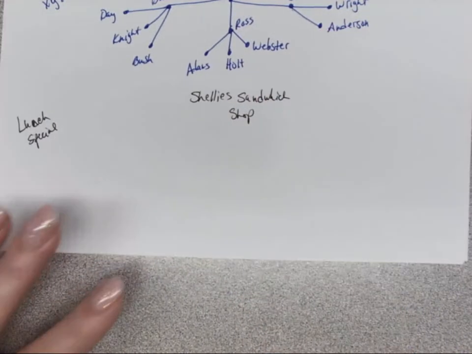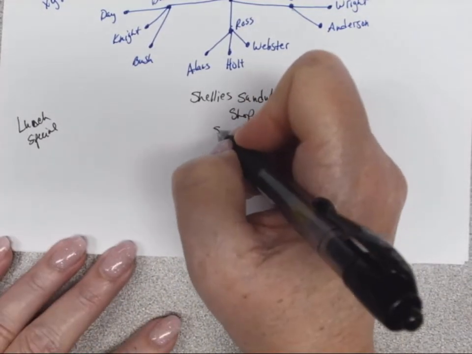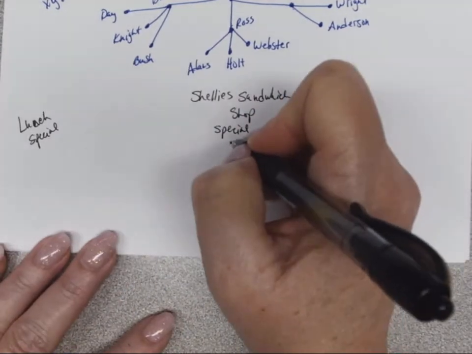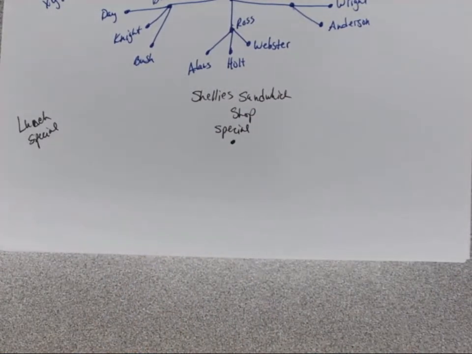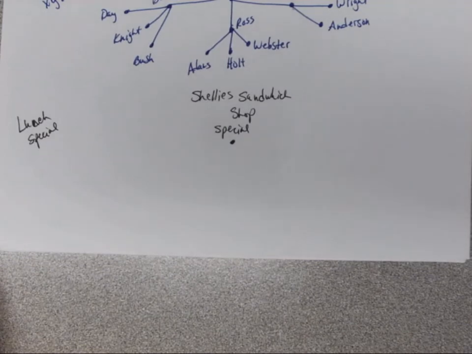Or you could say that it's the special. We could say it's Shelley's Sandwich Shop Special. That's almost a mouthful there, because this is the lunch special that's going on. So you could call it the special, the lunch special. You could call it Shelley's Sandwich Shop, whichever way you want to start it out, because it doesn't have a name to start with. And it's for the special for $5.